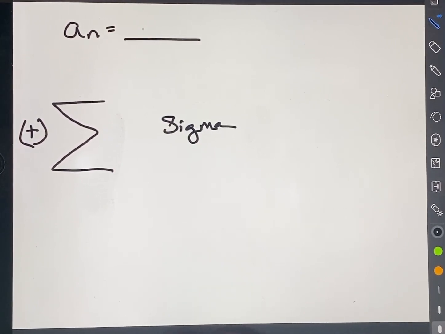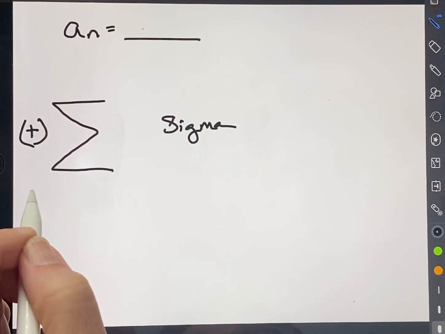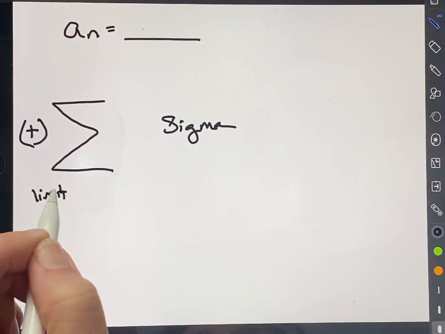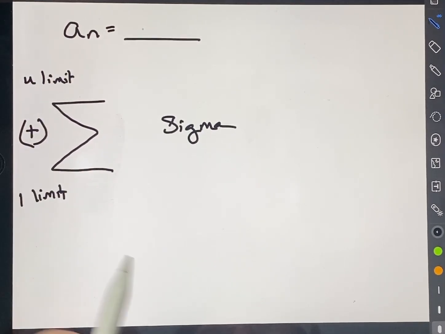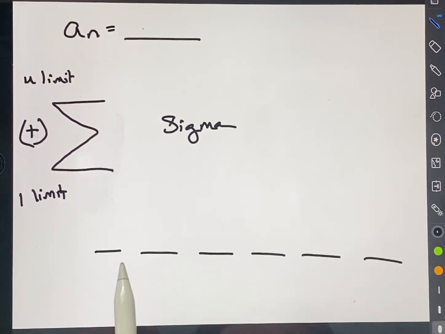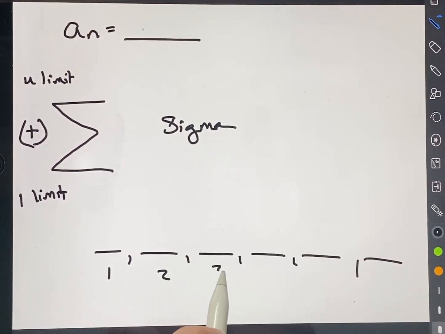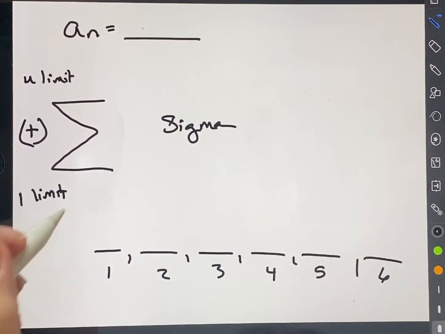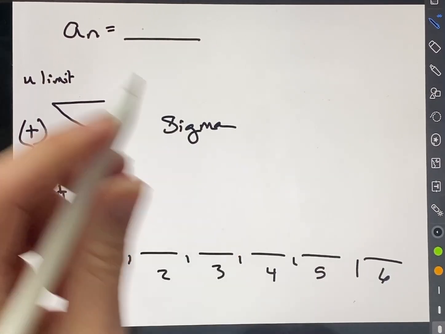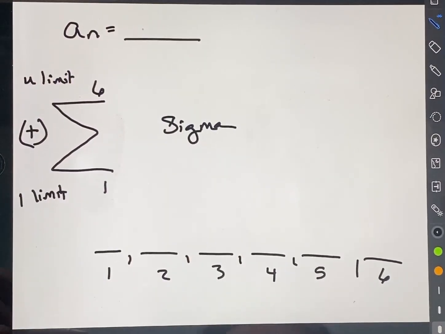So what numbers do we add? On the bottom, we have limits. So we have a lower limit and we have an upper limit. Okay. Our lower limit tells us where we start in our sequence. Now, it's very convenient to start at number 1. So if I have a sequence of 6 numbers, and I wanted to add them all up, I would start at 1, I would end at the 6th value, and I would add all of them up.